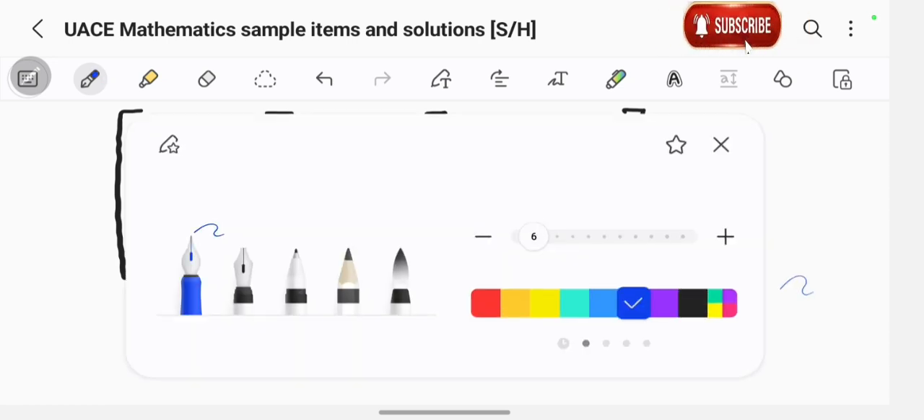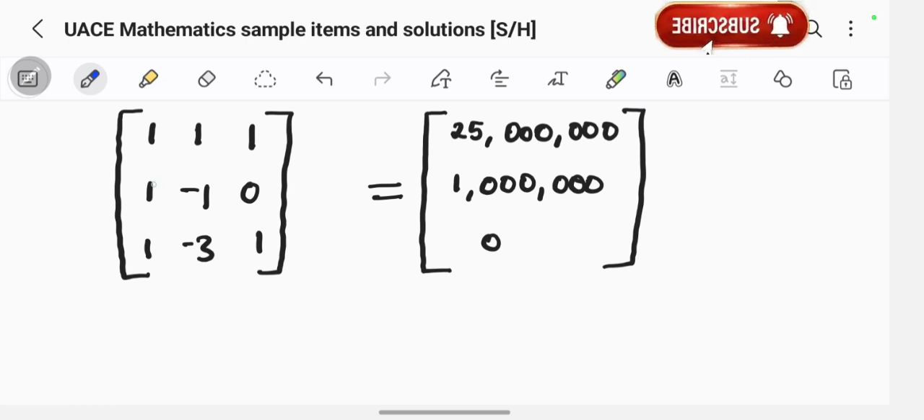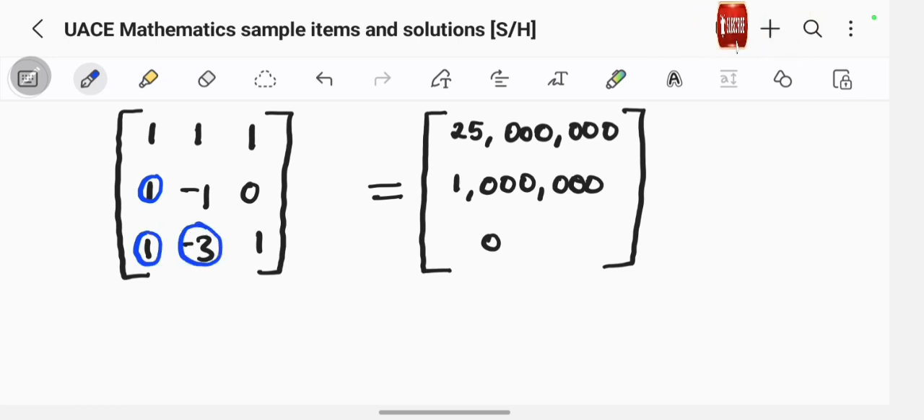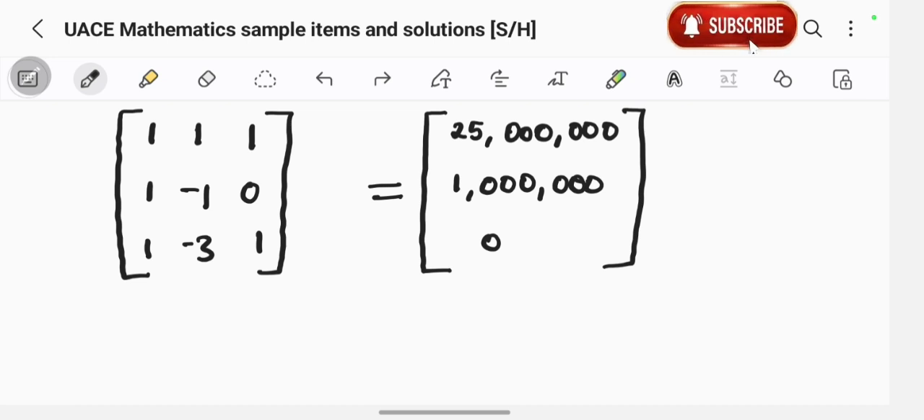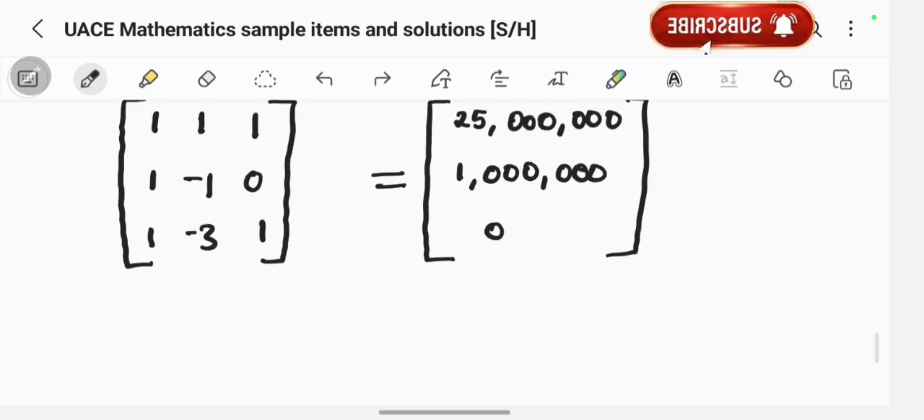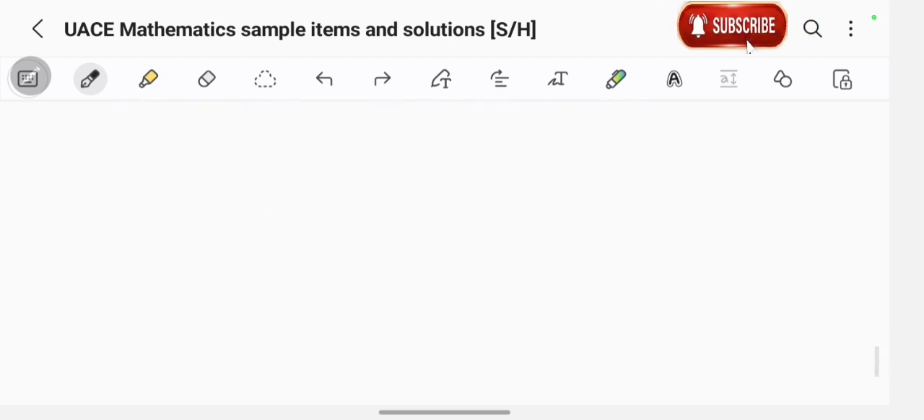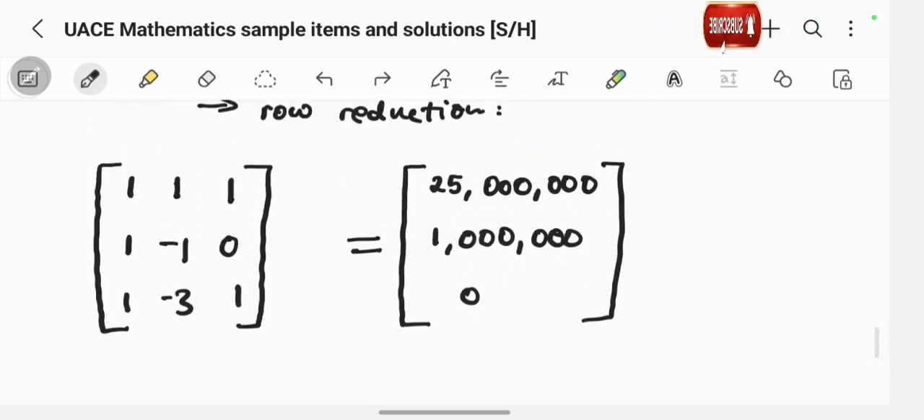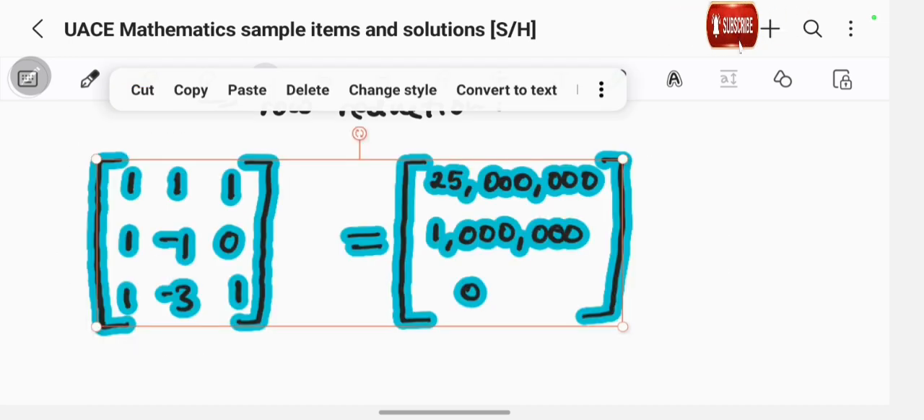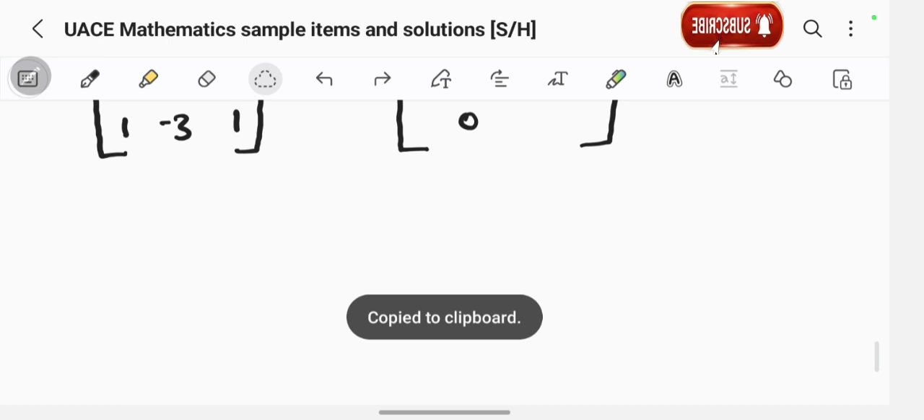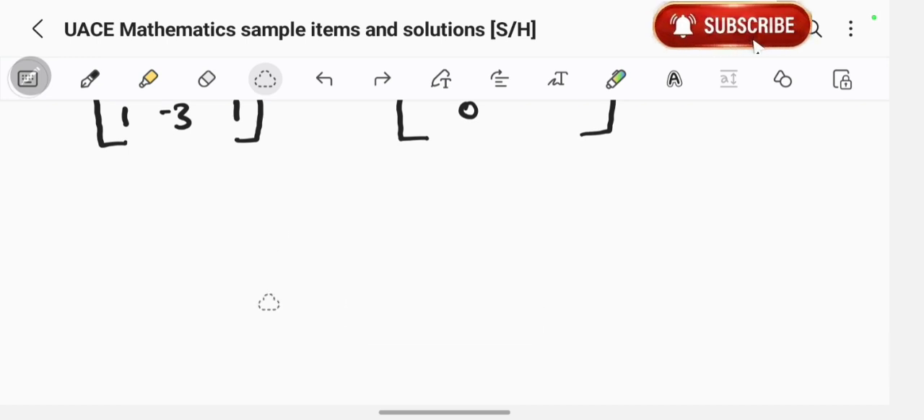Our aim is going to be making this one a 0 and this one is 0, and these ones have to be zeros. How are we going to do this? We shall follow these procedures. The first is going to be, let me copy that. Don't want to repeat steps.